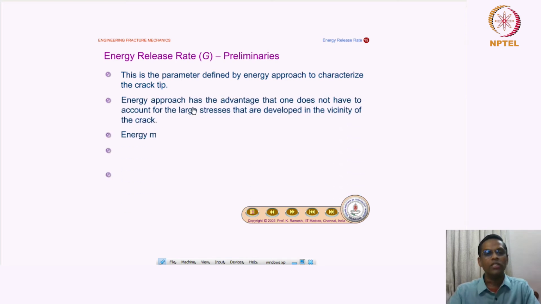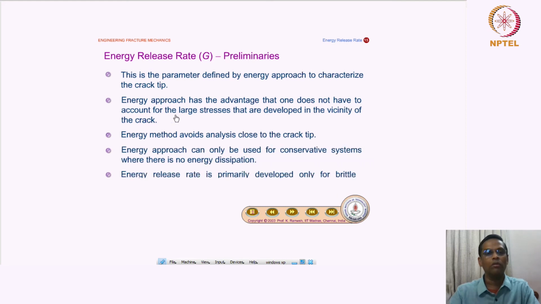An energy approach has an advantage that one does not have to account for the large stresses that are developed in the vicinity of the crack. The energy method avoids analysis close to the crack tip. The energy approach can only be used for conservative systems where there is no energy dissipation. Energy release rate is primarily developed only for brittle materials.